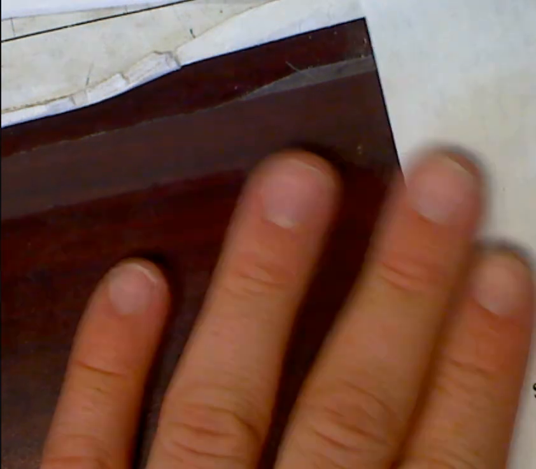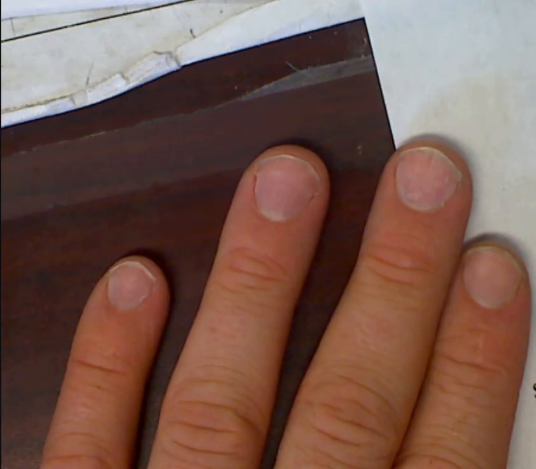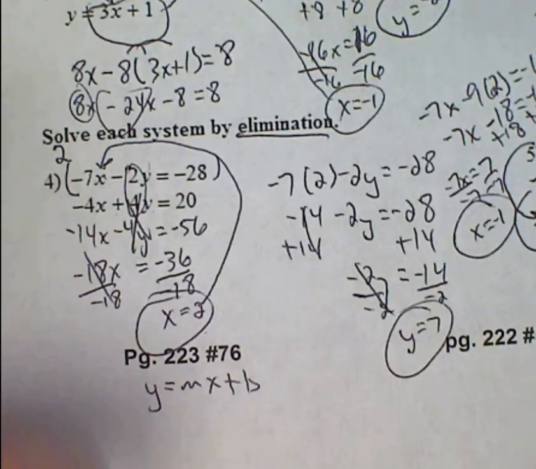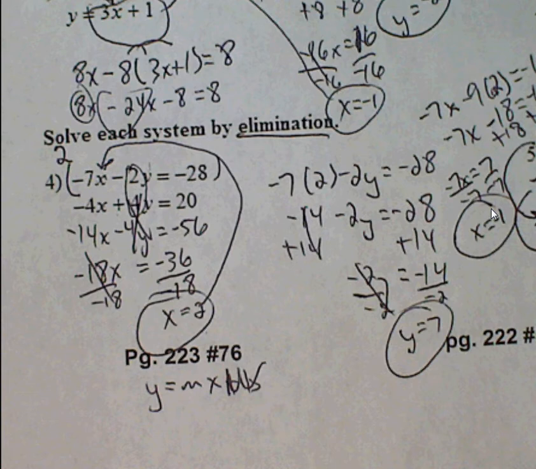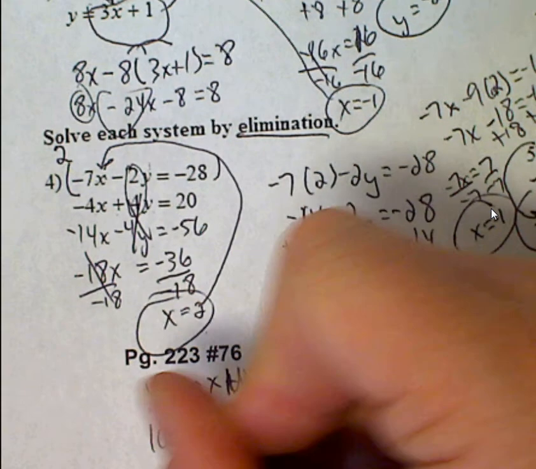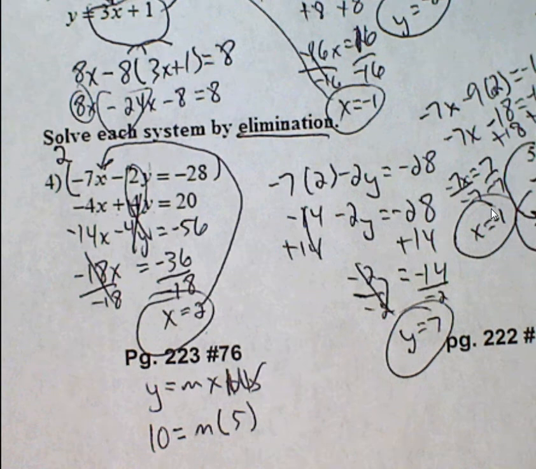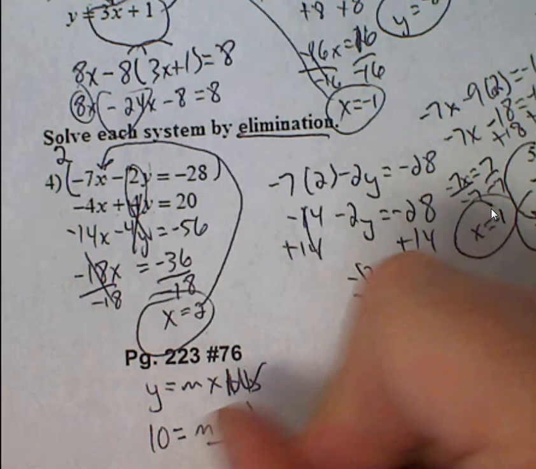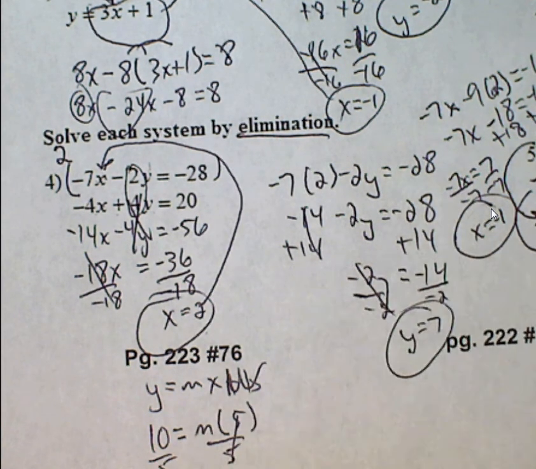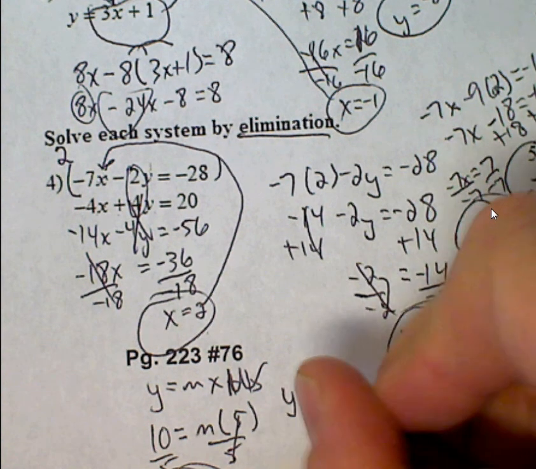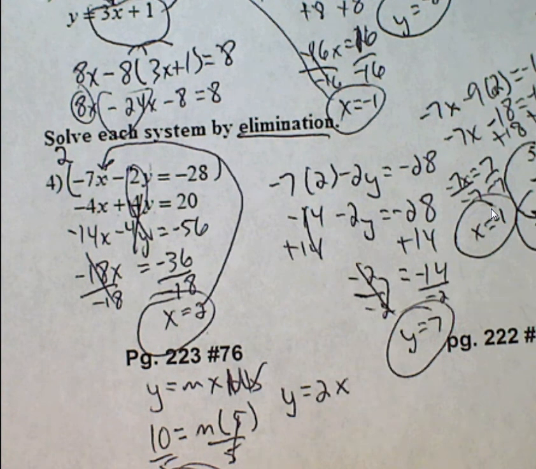So direct variation means that we have y equals mx plus b, but the plus b is actually a 0, so it just means that the b is gone. Now I plug in what they give me. 10 equals m times 5. I don't know what m is. I'm going to divide by 5, divide by 5. 2 equals m. Now I know what m is. So my equation is y equals 2x.